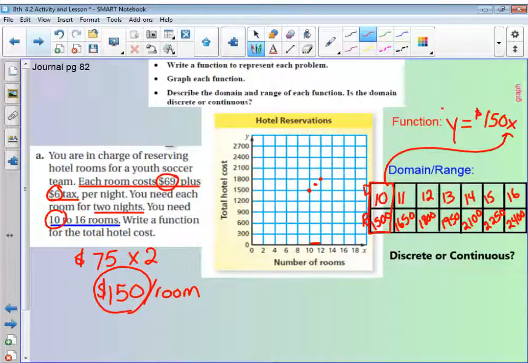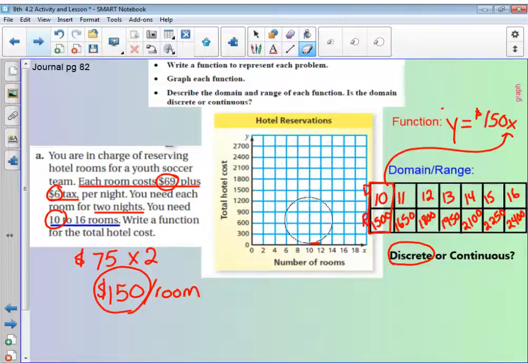Now I need to decide, would this be discrete or continuous? To decide that, we have to think about the situation. If it's discrete, that means we cannot get a partial of either of these situations. Could we buy a part of a room? No. If you cannot buy a part of a room, then you are not going to connect these, because when you connect them, you're saying that anything that falls on that line would be true. That would mean anything that falls in between these two dots would be true, and that is not a true statement. We cannot buy 10 and a half rooms.